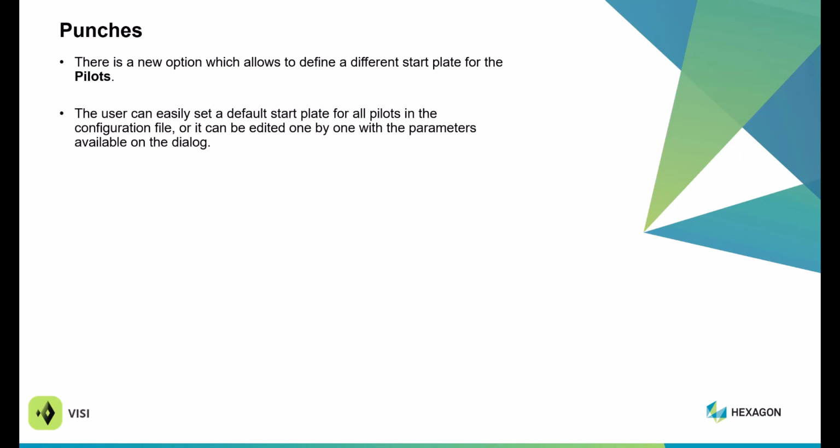So we're going to talk about some of the new enhancements with the punches. There is a new option to be able to select a different plate for pilots. The user can define these set defaults for the start plate for all pilots in the configuration file, or they can be edited one by one in the parameters. This could be a new option that is very useful in saving time in the tool design.